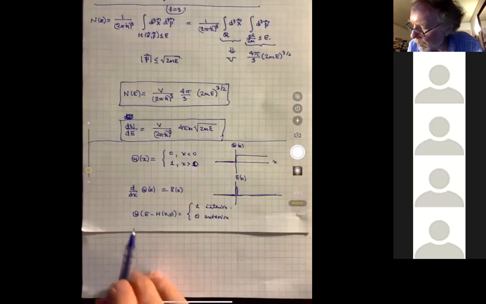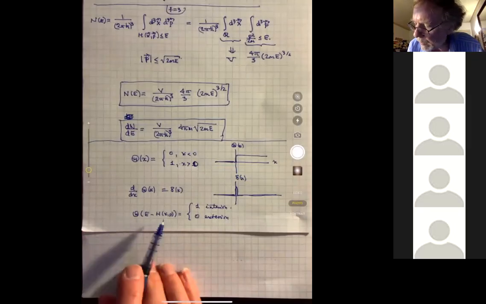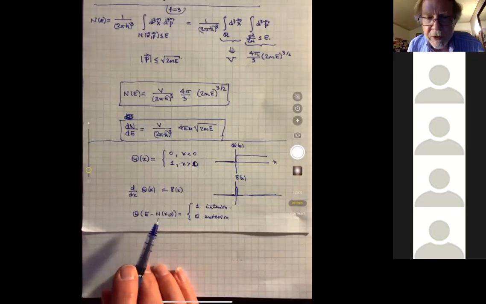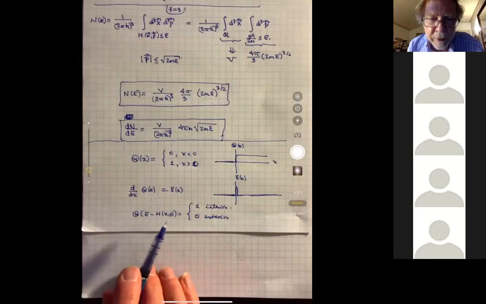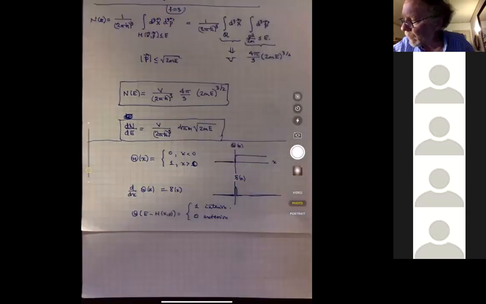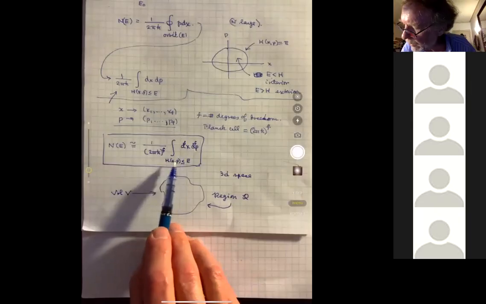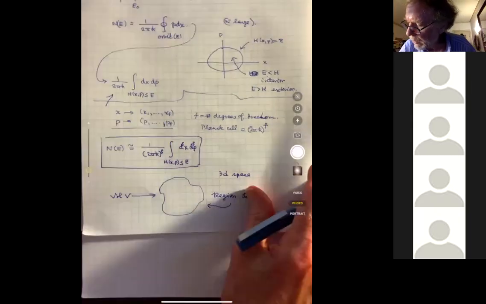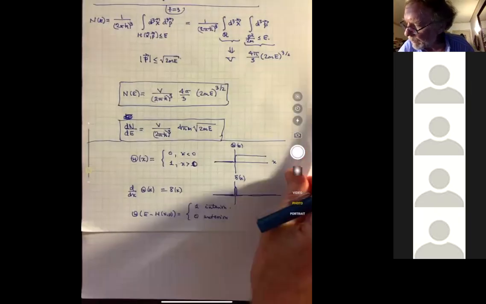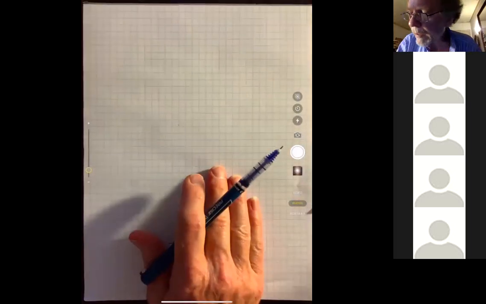Yeah, so by using the theta function, we can in effect set up what mathematicians call the characteristic function of the region. It's just 1 inside and 0 outside, but we can write it in terms of the theta function, which is useful. So what that means is that in this formula here, where we want to integrate over the region where h of x and p is less than E, I can now rewrite that formula in the following way, giving us the number of states.